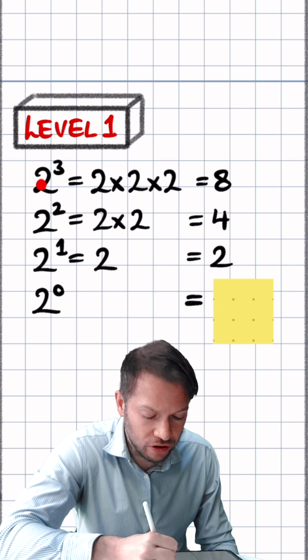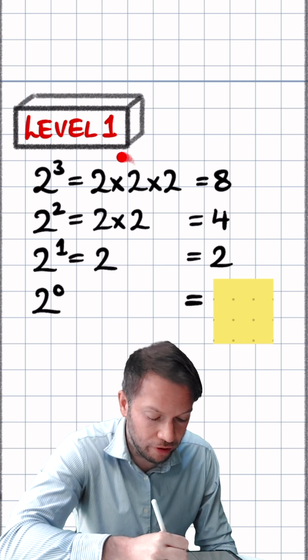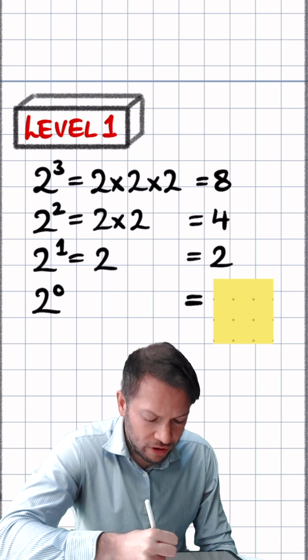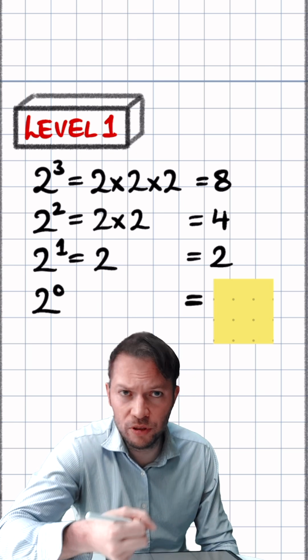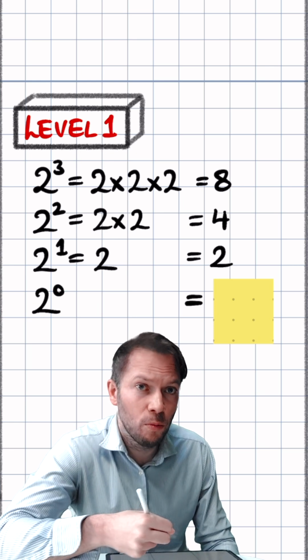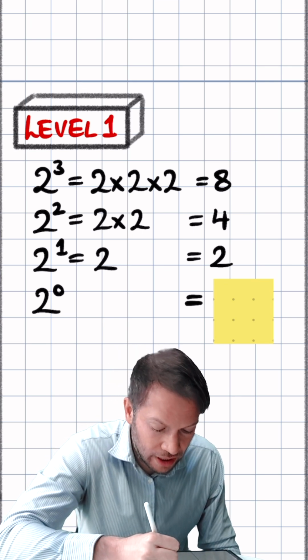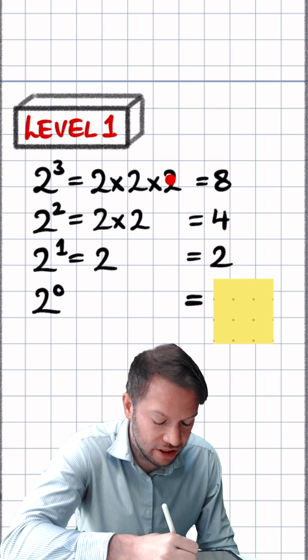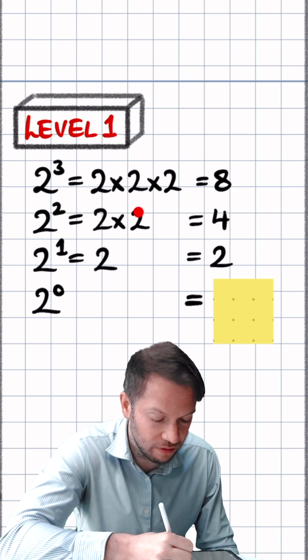Now, we know what 2 to the power of 3 means. It means you multiply 3 2's together. But what does it mean to have 2 to the power of 0? How can you multiply 0 2's together? Well, let's look at the pattern with powers. Now, 2 to the power of 3 means 2 times 2 times 2, which is 8. 2 squared means 2 times 2, which is 4.